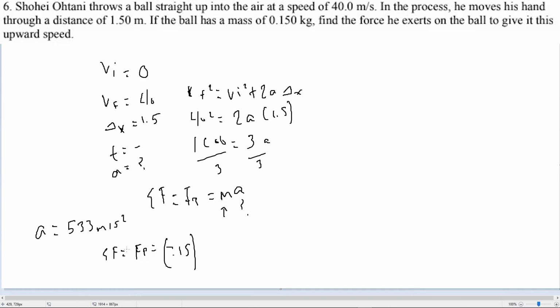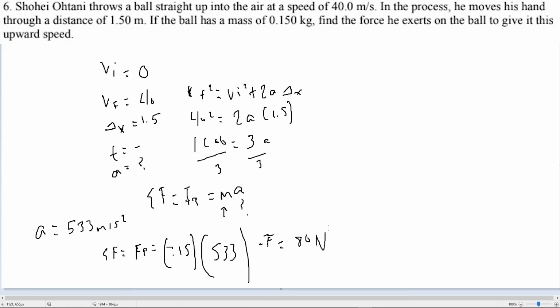Now make sure, if you're doing any net force equations, that your mass is in kilograms, because if they give it to you in grams, you have to convert it to kilograms because these equations only work in kilograms. Just thought pointing that out there. And our acceleration of 533, meaning our applied force, wow, this is not wanting to work right now, is equal to 80 newtons. There we go. That wasn't too bad.